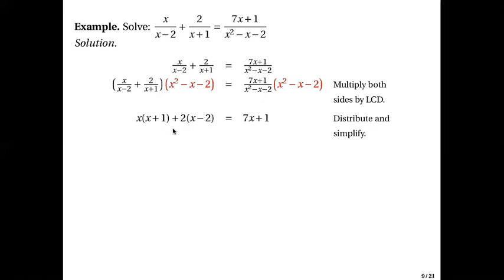Let us simplify this guy here. On the left, you will have x squared plus x. That's your x squared plus x in here. In here, you will have 2x minus 2 times 2, that's minus 4. So you will have 2x minus 4. Okay?